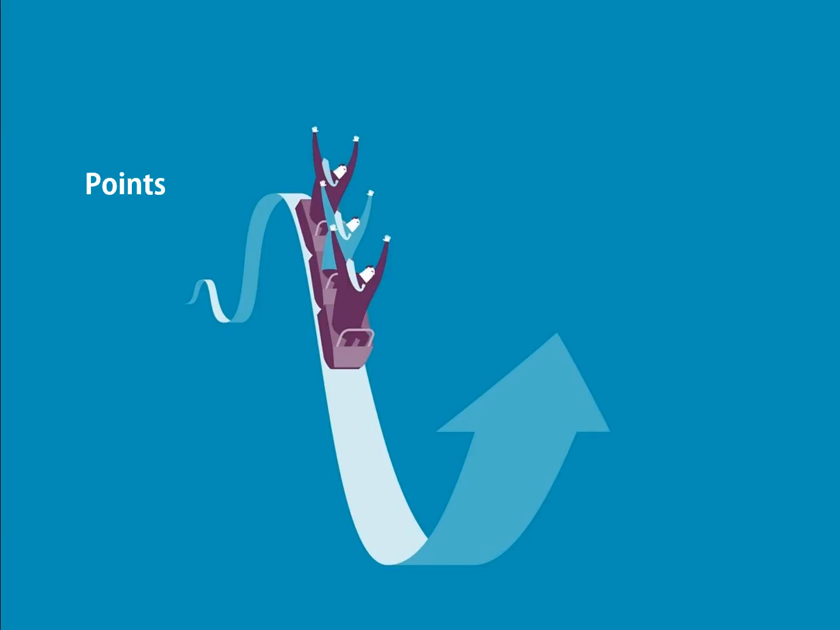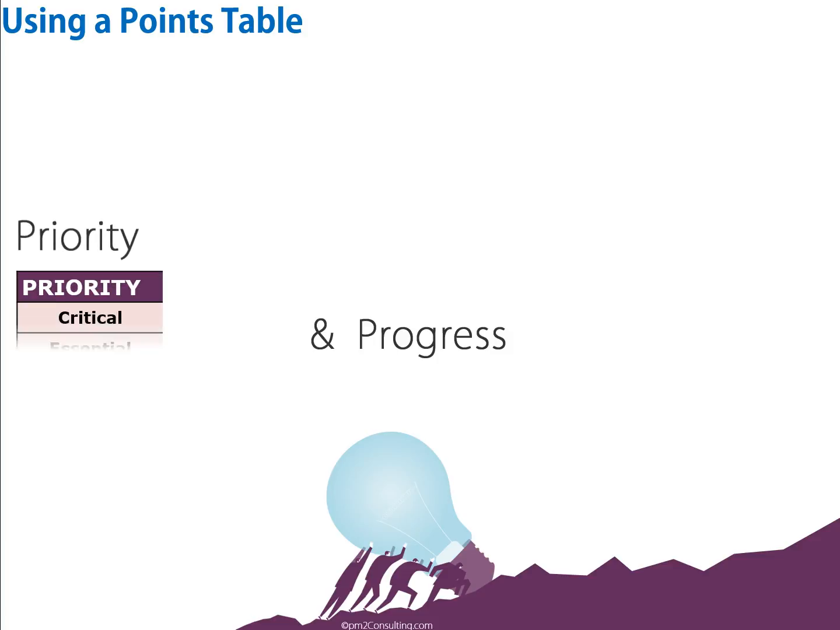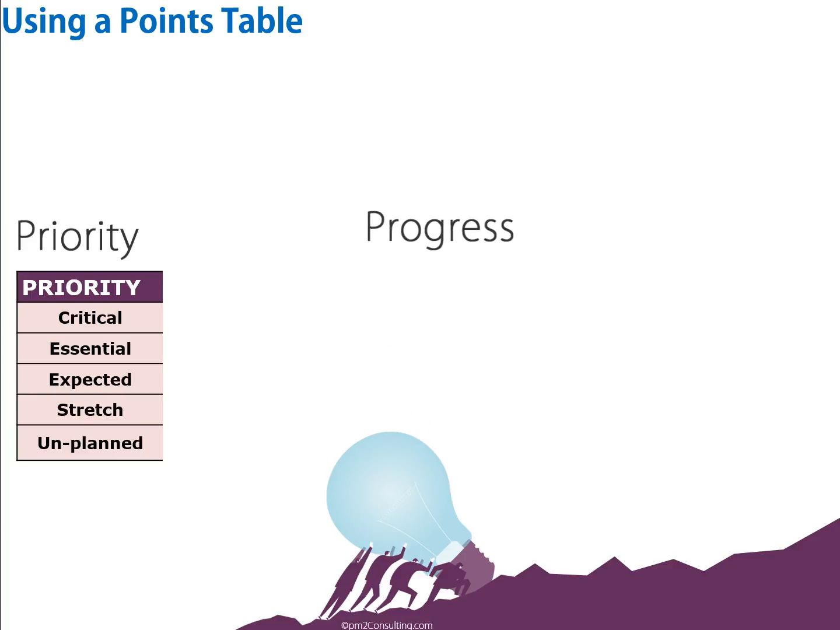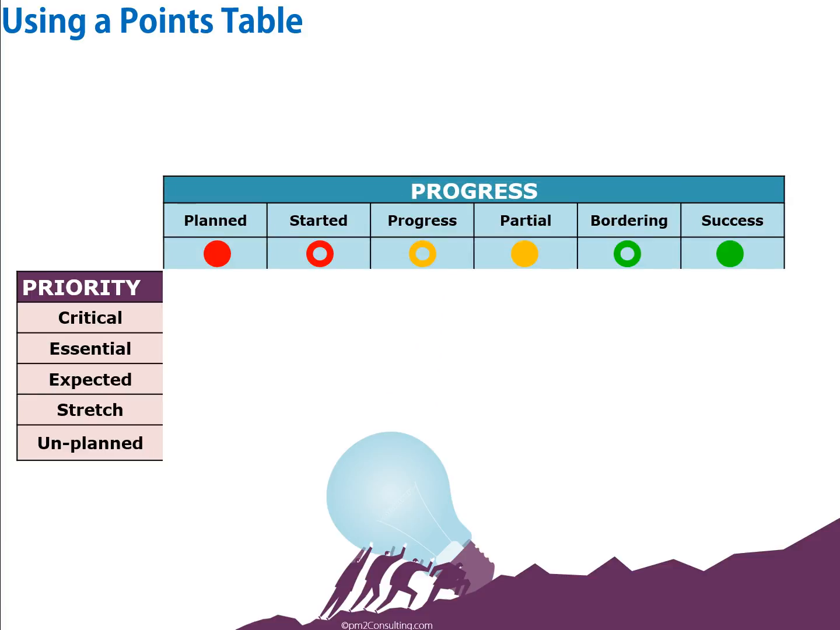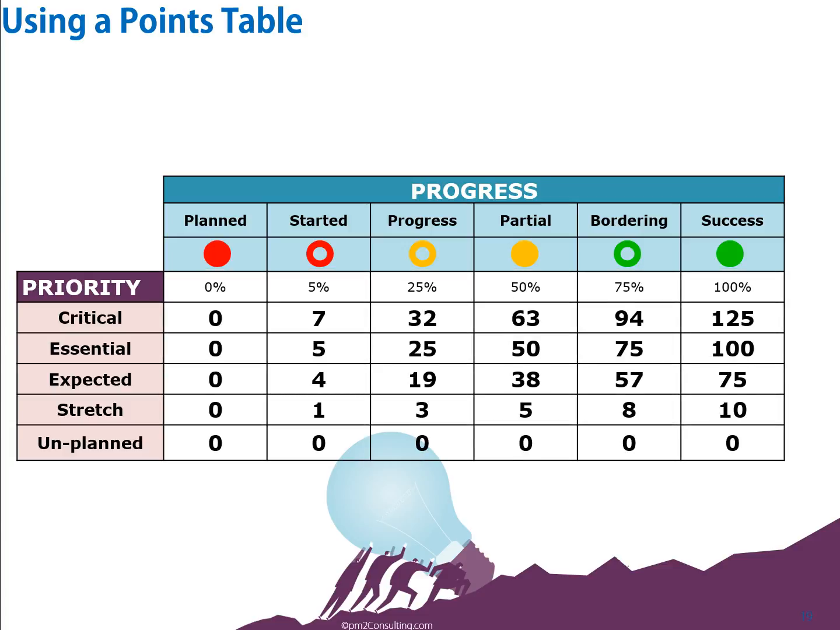The final option is points. What we can do is allocate points based on the progress and priority that we make. So if we listed the priority down the left side of a points table and the progress we make across the top, I can then set up a points table. So in this case, let's say I had a critical objective that I managed to take to the success level. I earn 125 points. If I have an essential that I take all the way to success, I earn only 100 points. So in this way, I can allocate my time based on points earned and the progress I make over any particular period.